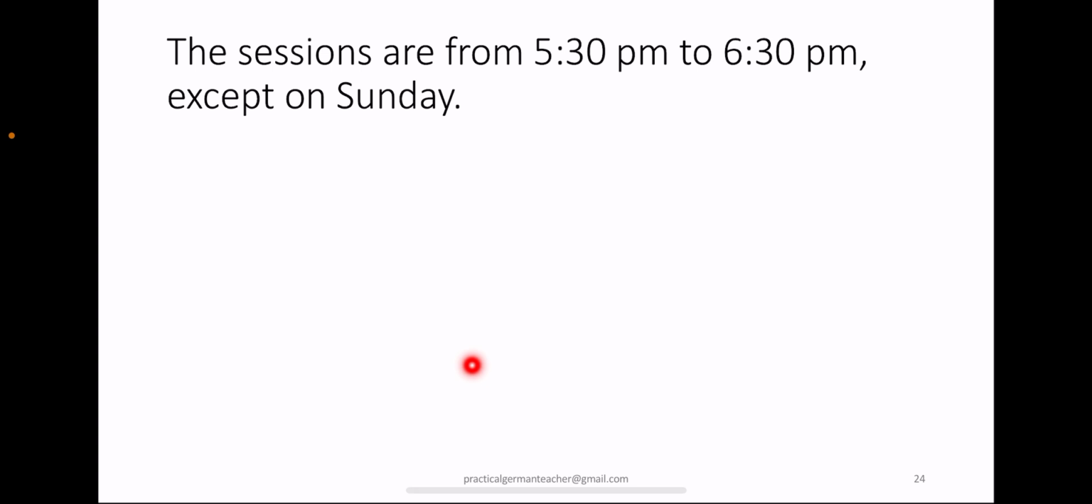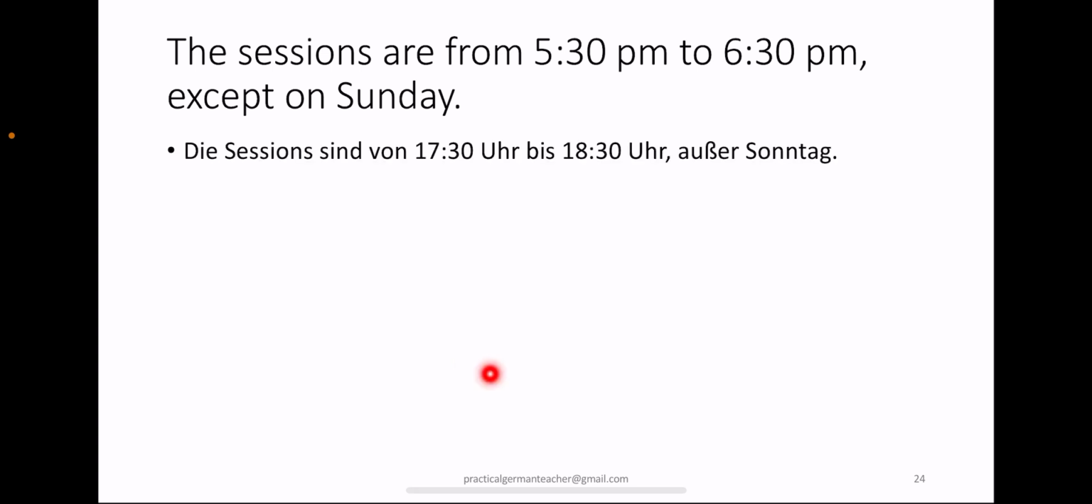Then these sessions are from 5:30 p.m. to 6:30 p.m. except on Sunday. How can you say this? Remember here except, so you will have to use the conjunction außer. So these sessions sind von 17:30 bis 18:30 außer Sonntag.